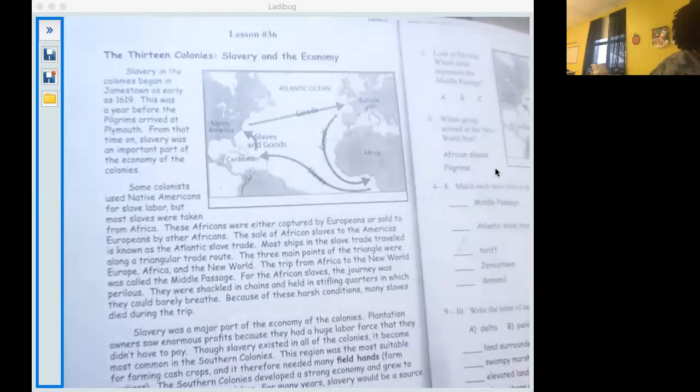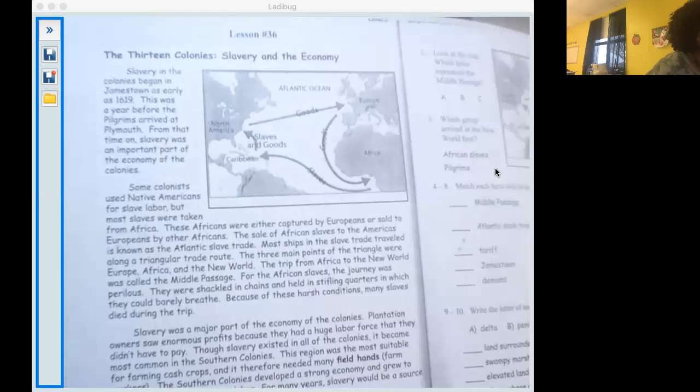Slavery in the colonies began in Jamestown as early as 1619. This was a year before the Pilgrims arrived at Plymouth. From that time on, slavery was an important part of the economy of the colonies. Some colonists used Native Americans for slave labor, but most slaves were taken from Africa. These Africans were either captured by Europeans or sold to Europeans by other Africans. The sale of African slaves to the Americas is known as the Atlantic slave trade.